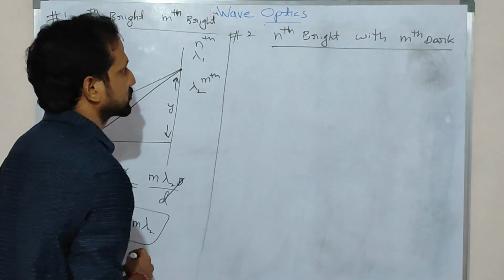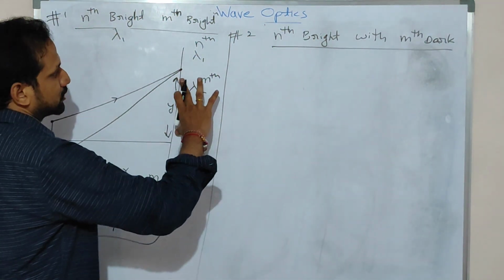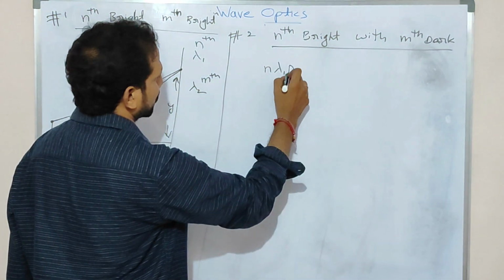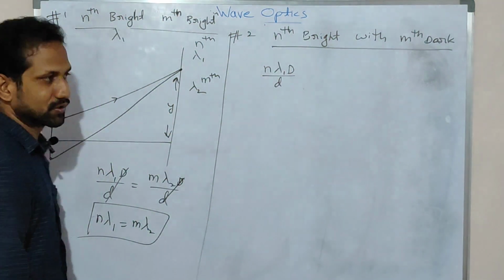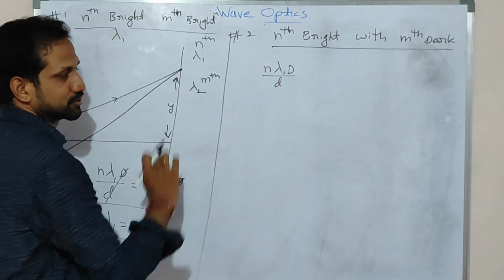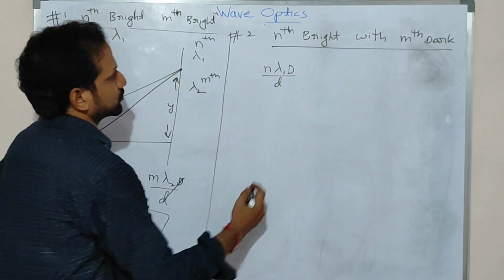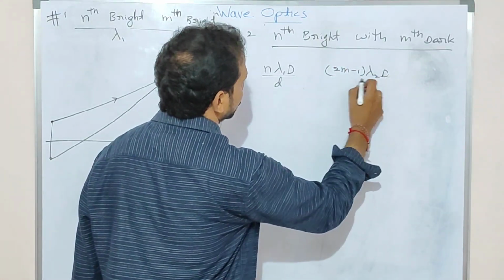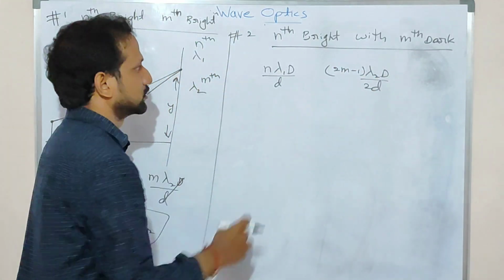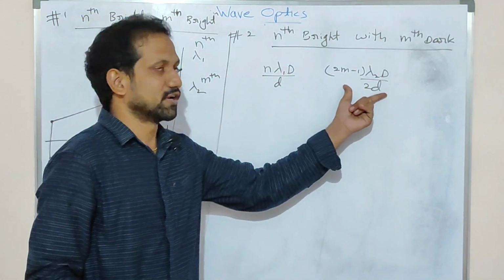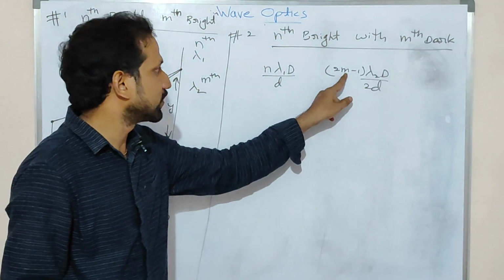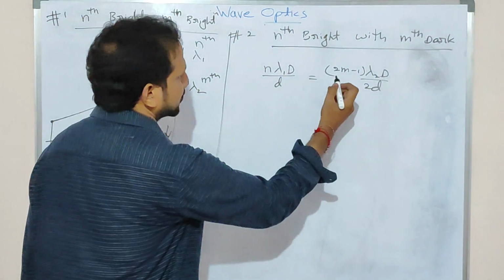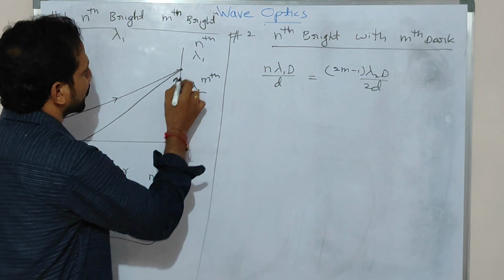So in this case, this distance is the nth bright fringe distance for lambda 1. So n lambda 1 D by d is this when lambda 1 is used. But when lambda 2 is used, it is (2m minus 1) lambda 2 D by 2d. This is the dark fringe common formula that we have discussed. Instead of n, we have to use m here because they mentioned m. But they both must be equal because they are forming at the same point.